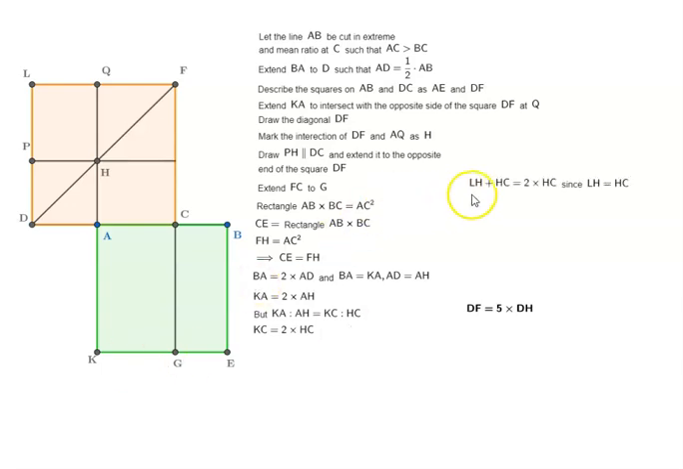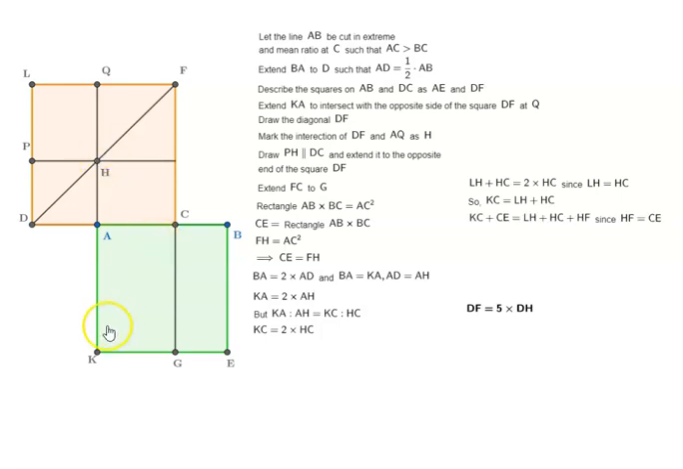Now LH and HC, they are equal. So which means we can write it as LH plus HC is equal to 2 times HC. So KC is equal to LH plus HC. How? KC is 2 times HC. LH plus HC is equal to 2 times HC. So that means KC is equal to LH plus HC.